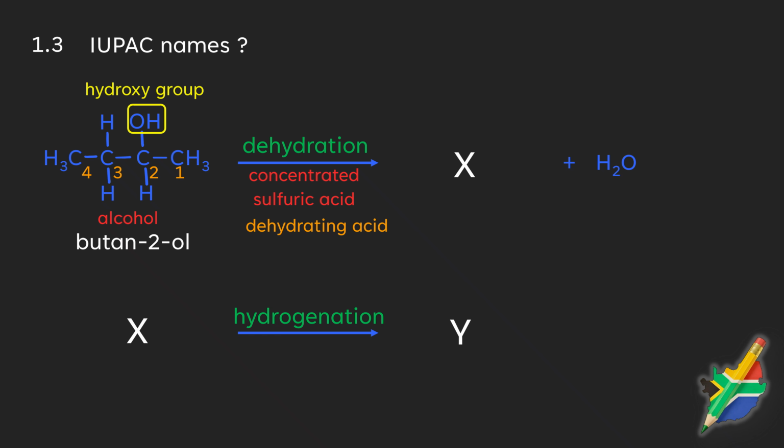We need to know that concentrated sulfuric acid is a dehydrating acid, and the reaction is therefore a dehydration reaction. This means that a water molecule is removed from the compound. But where did the water come from? It came from the hydroxy group and the adjacent hydrogen.